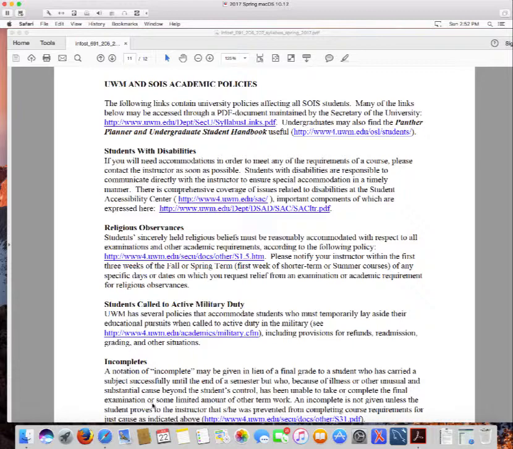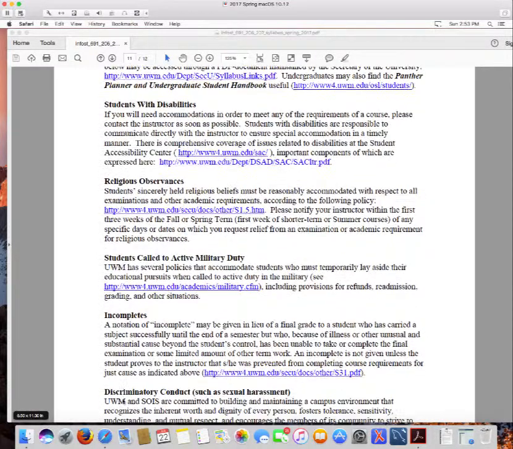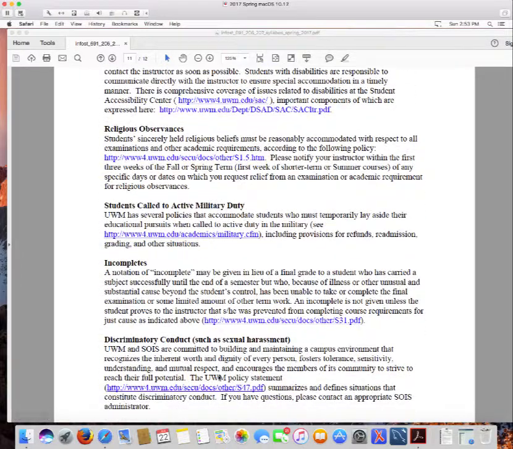So there's a list here. How do we deal with incompletes? In some places, you can't. In some schools, it's pretty easy to get an incomplete. At UWM, it's a pretty restrictive policy. So if you think you might need an incomplete, make sure that you understand this policy and talk to me.